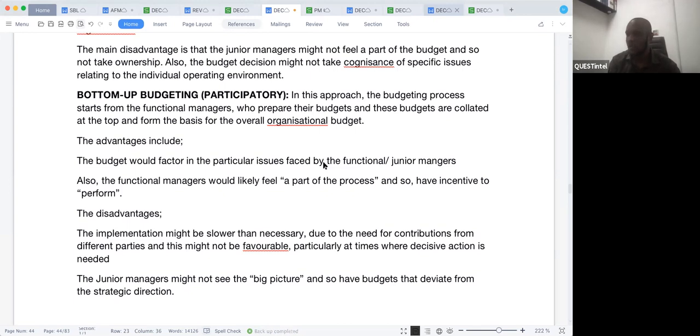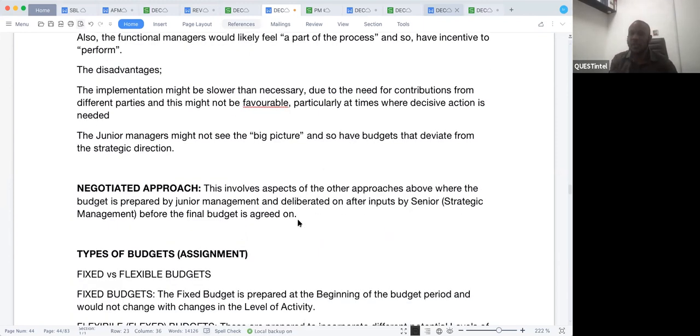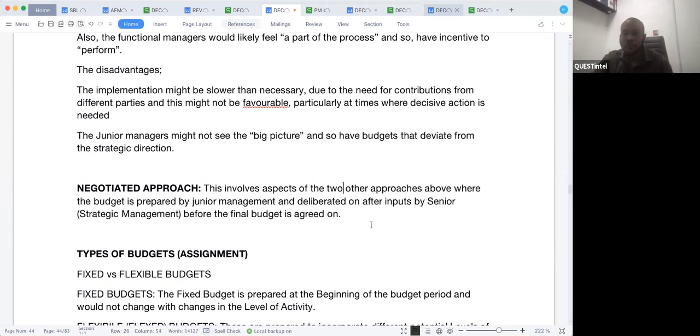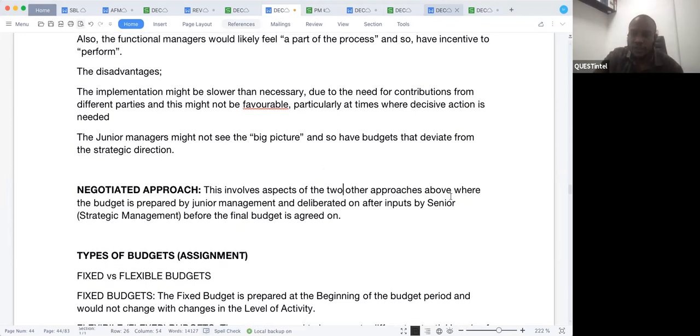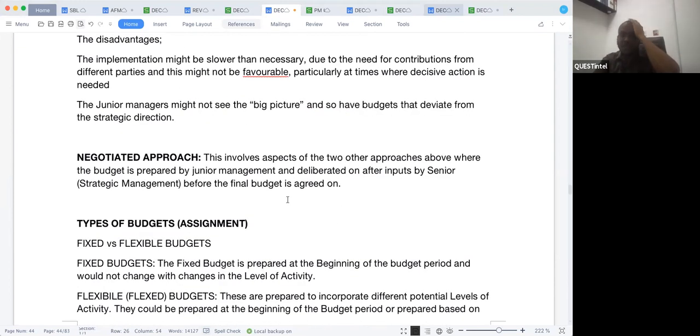And maybe one of the biggest weaknesses of a participatory budget is that junior managers might not see the big picture, and so might have budgets that deviate from strategic direction. So the strategic direction of the organization, and like we just typed here, with the negotiated approach, it involves aspects of the two other approaches above, where the budget is prepared by junior managers and deliberated on after inputs by senior management before the budget is finally agreed on. The major disadvantage will be with respect to the time consumption of this budget. All right.